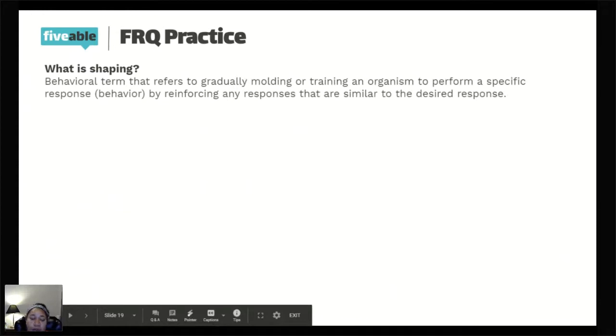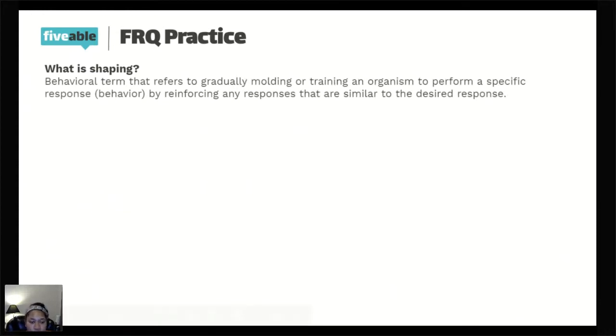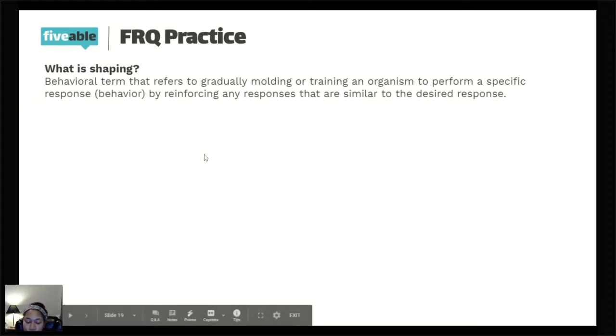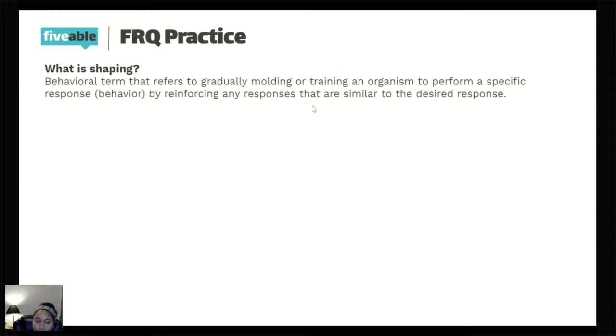Shaping is a behavioral term that refers to gradually molding or training an organism to perform a specific response behavior by reinforcing any responses that are similar to the desired response. Okay, so first part is down. We identified and we defined. So now let's apply. Do you think Tobias and Sophie should use shaping, now that you know the definition of shaping? What do you guys think? I'll give you a few seconds to answer, and if not, I'll go ahead and reveal the answer.